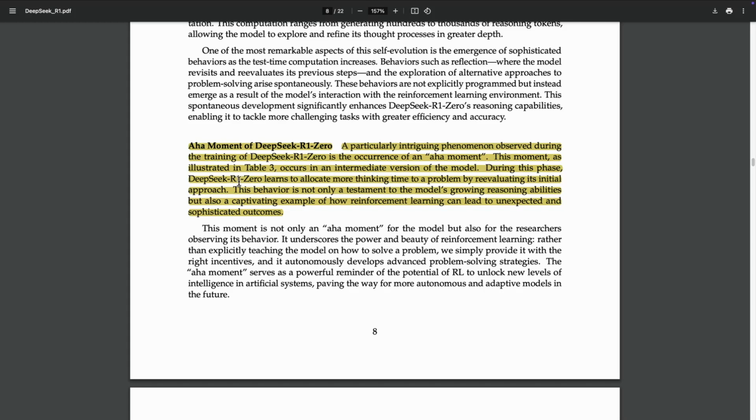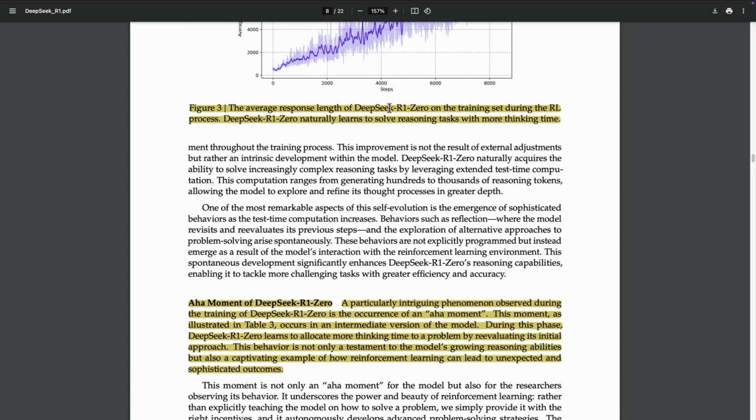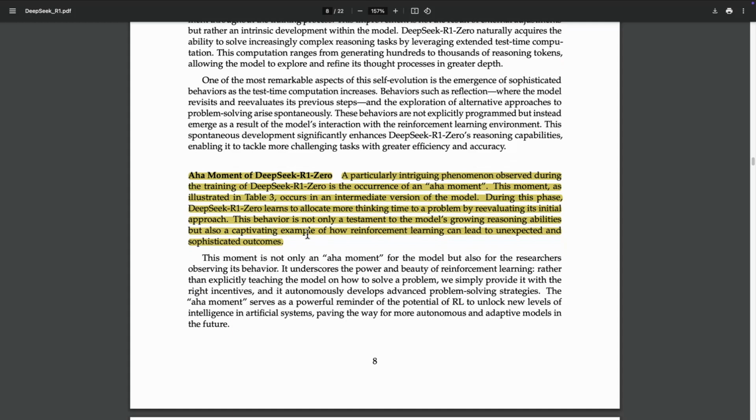During this phase, this model learns to allocate more thinking time to a problem by re-evaluating its initial approach. This behavior is not only a testament to the model's growing reasoning abilities, which is what they wanted to show with these different charts, but also a captivating example of how reinforcement learning can lead to unexpected and sophisticated outcomes.